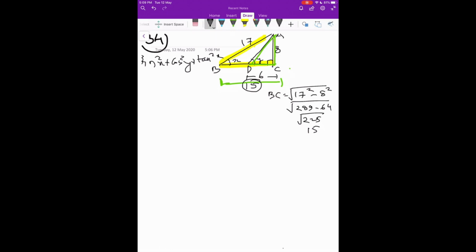Base for angle X. Whenever the question is asked about angle X, you have to take this big triangle where base is 15, perpendicular is AC, which is 8, and hypotenuse is 17.